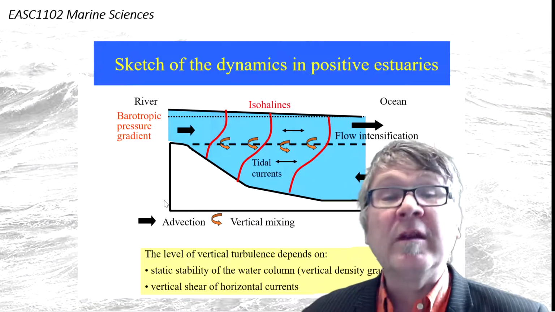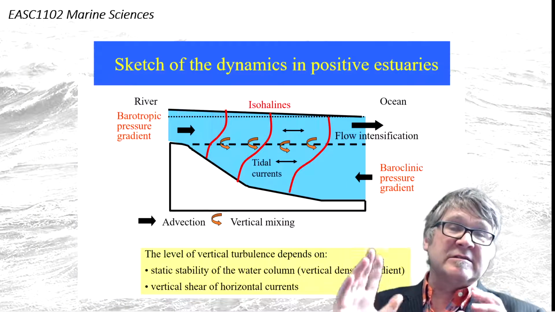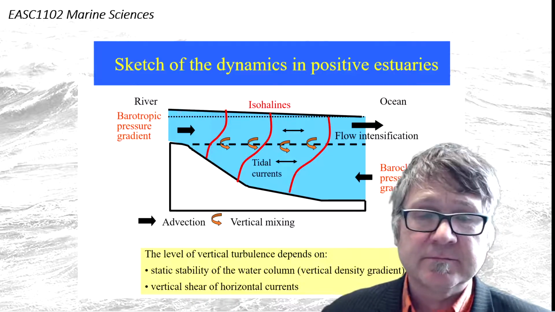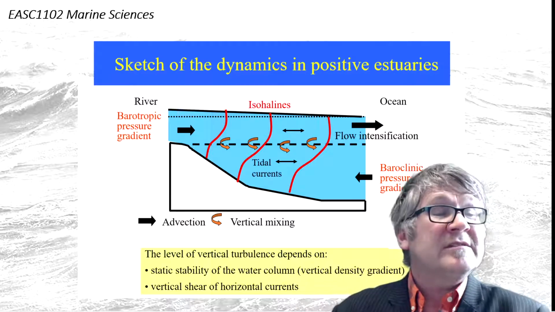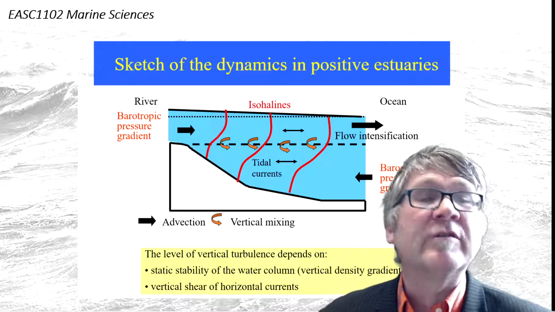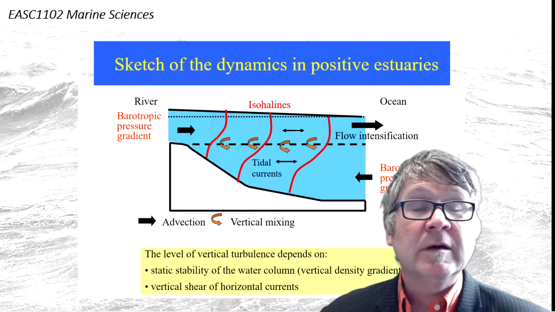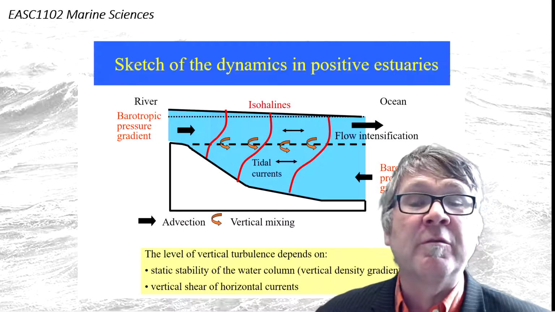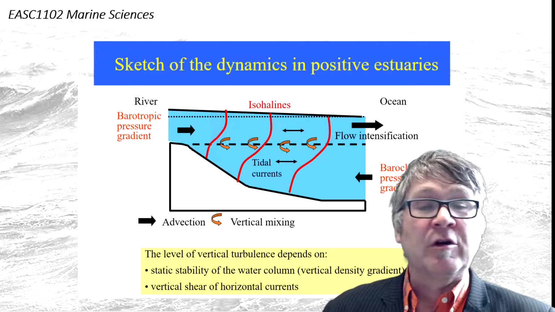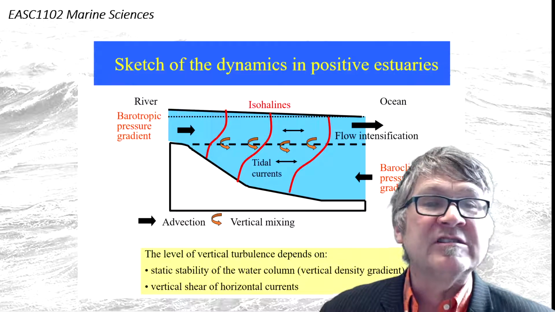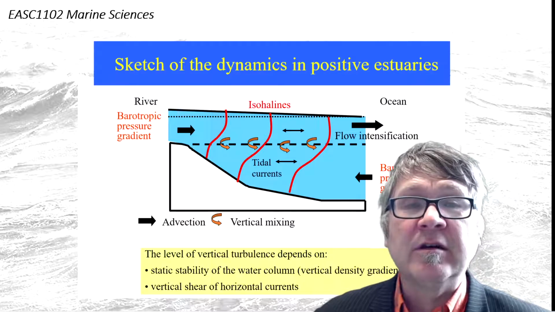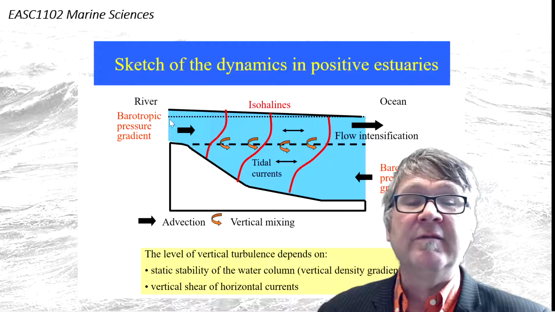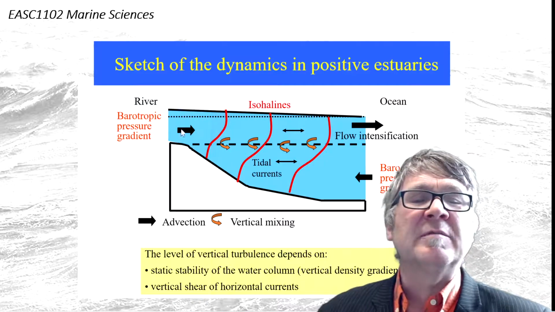All right, so now the dynamics. Okay, let's just start slowly and talk about positive estuaries. Okay, so essentially what you have is you have water coming from the river. Okay? And the force that produces that inflow from the river is a barotropic pressure gradient. We call it barotropic because it's driven by the slope of the sea surface. It's just a term that we use, barotropic. Okay, and you can see the inflow. This is what creates the inflow. Okay, and this is what comes in.